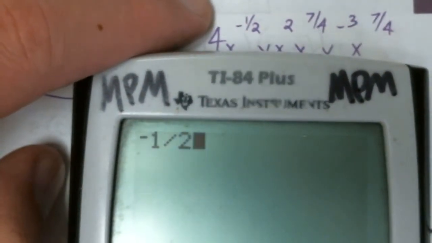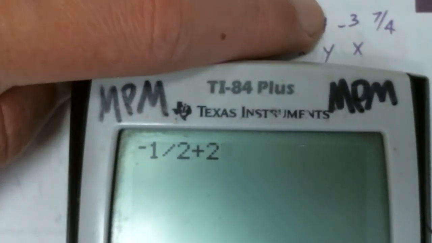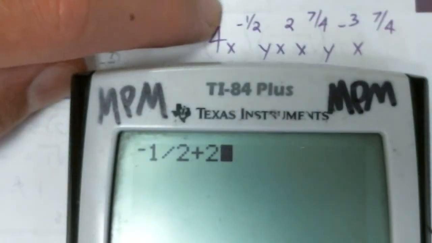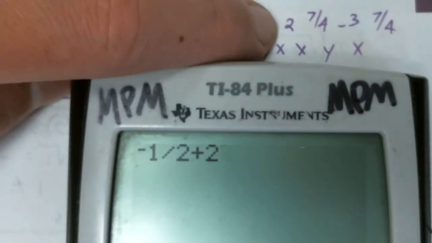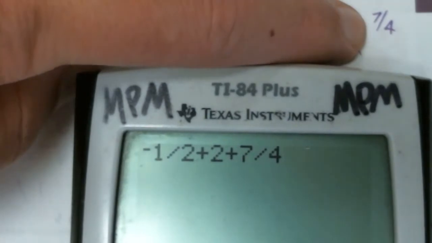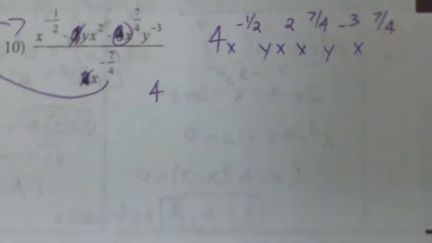Negative 1 divided by 2, and then I've got the x squared, so that's plus 2, and then I've got x to the 7/4, so plus 7/4, and then I have another 7/4, so plus another 7/4. Okay, I get 5. Well, that was easy. So that's just 4x to the 5th.